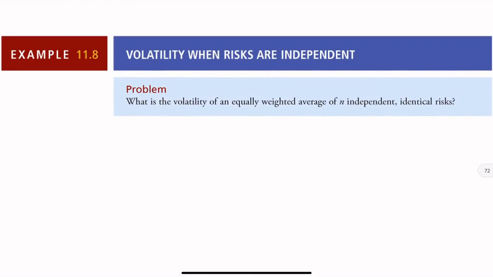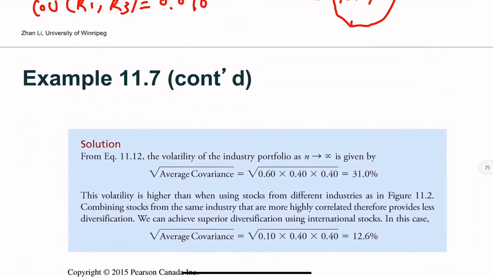Okay, now let's see the last question before ending today's class. What is the volatility of an equally weighted average of n independent identical risks? So let's remove the word risks. Let's call this returns, because our focus is really about returns, right? So let's say you have these independent identical returns. What is the volatility here? Let's see what kind of special case we're talking about here.